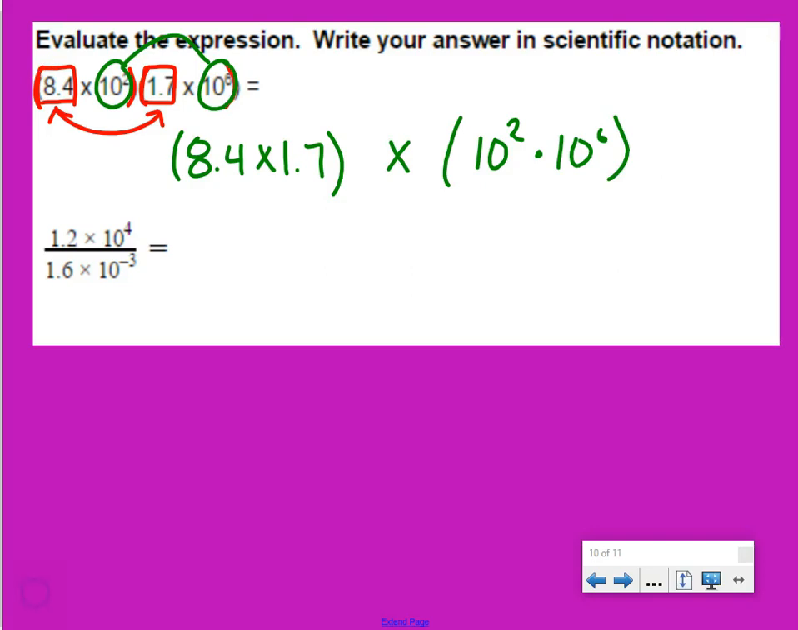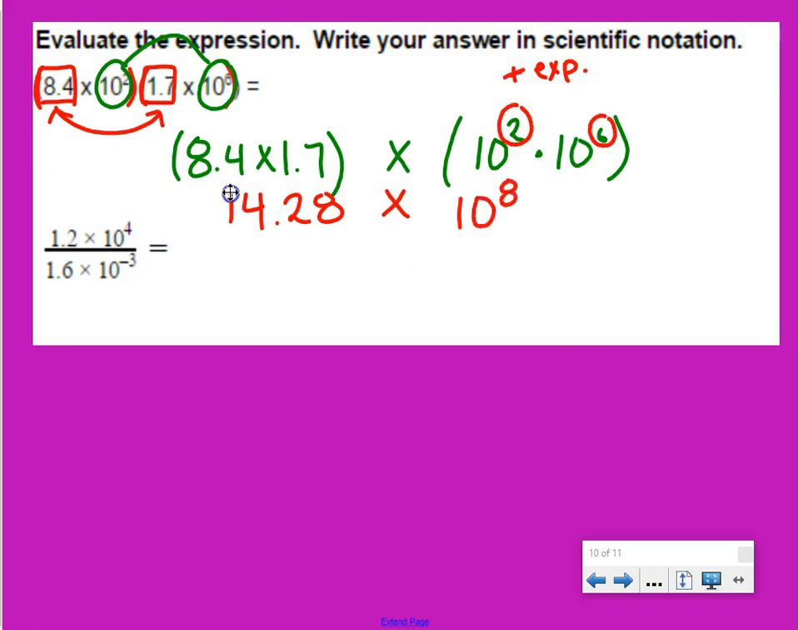power. Do 8.4 times 1.7 and we get 14.28, times 10 to the power of 2 times 10 to the power of 6. When we multiply powers, we add the exponents. We learned that in our last lesson. So 2 plus 6 would give us 10 to the 8th power.